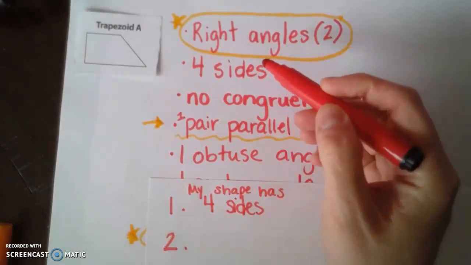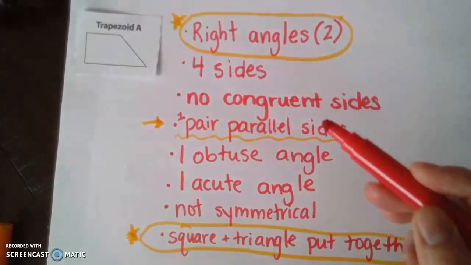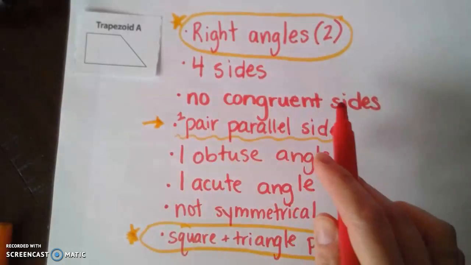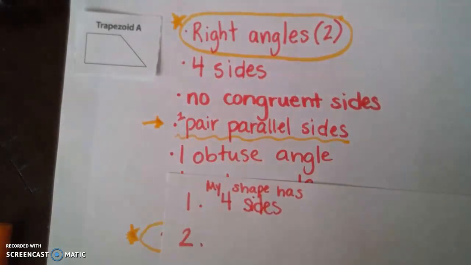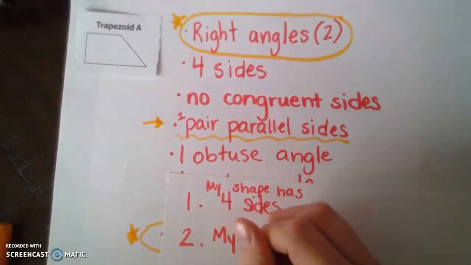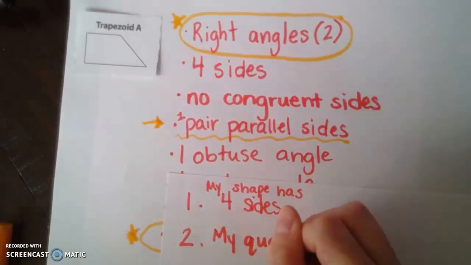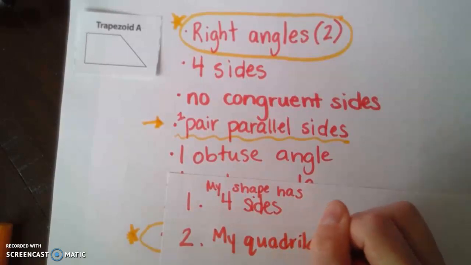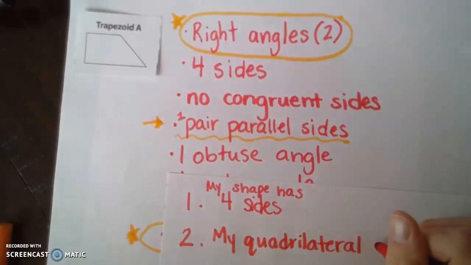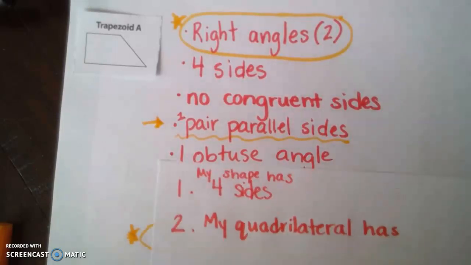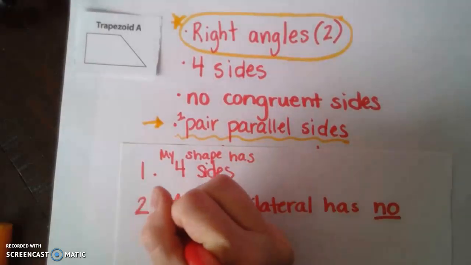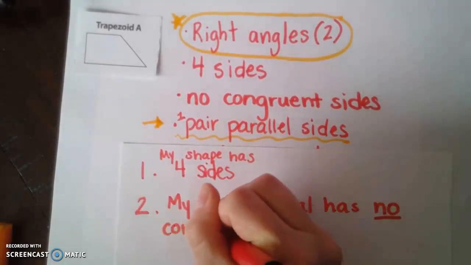Okay, so maybe clue number 2. I already did 4 sides. What other clue could I use? Maybe I go with no congruent sides, because that's broad too, like we just said. My quadrilateral, because all of them are quadrilaterals, so that's not a clue, my quadrilateral has no congruent sides.